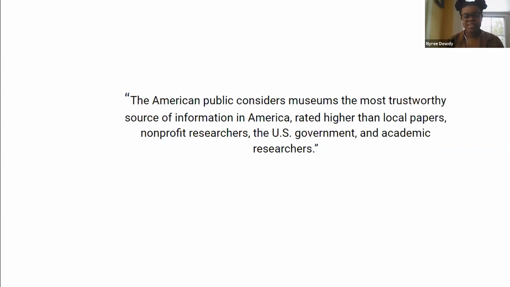And I thought that that was really interesting because I feel like if you ask most people, I wouldn't think that they would say museums because I see museums as a place for vacation or just a field trip. But it shows that people are really putting a lot of intention in what they learn in museums and that they carry it with them for a long time.